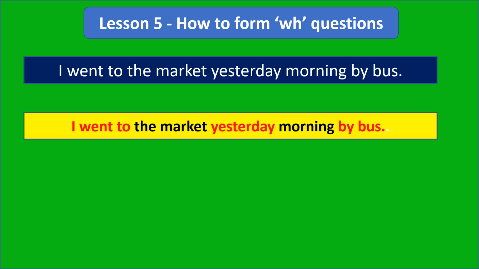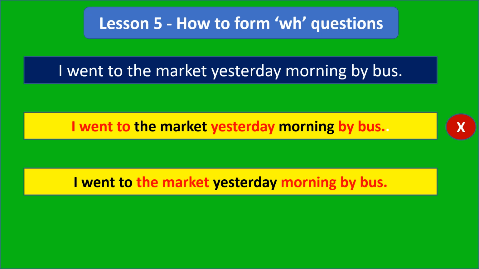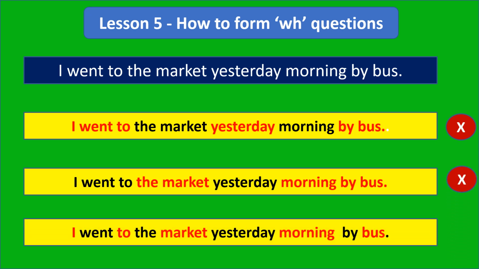Now, let's look at the same sentence and tell me whether my reading makes sense. I'm going to read by color. I went to the market yesterday morning, by bus. Does it make sense? No. Let's try again. I went to the market yesterday morning by bus. No. Let's read word by word. I went to the market yesterday morning by bus. No, it doesn't make sense.